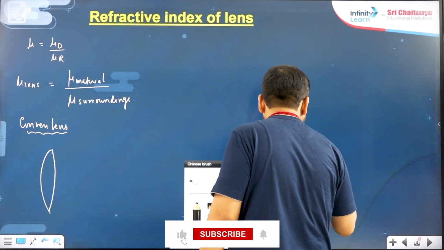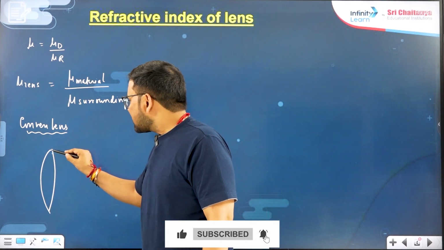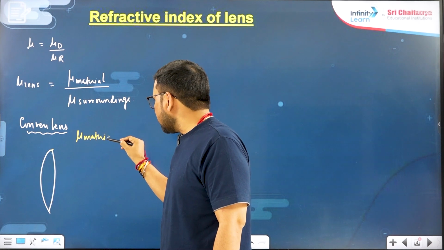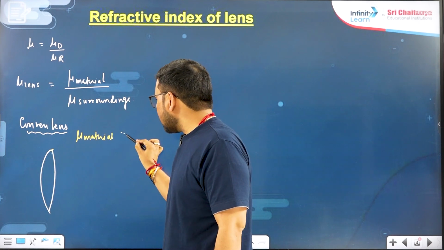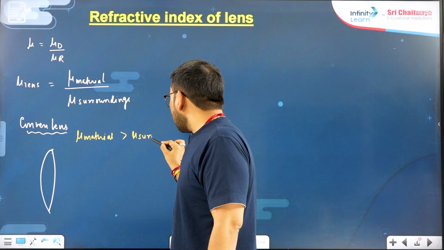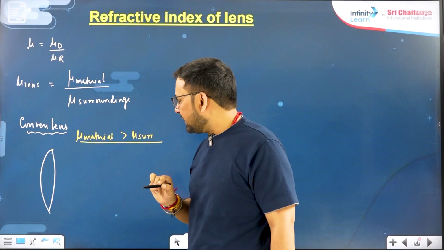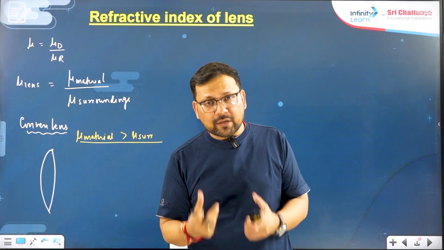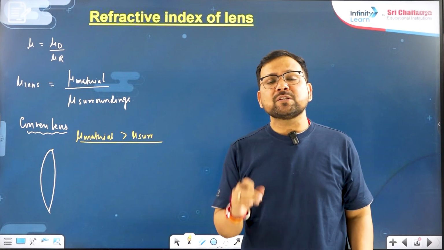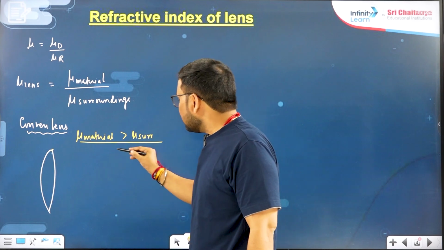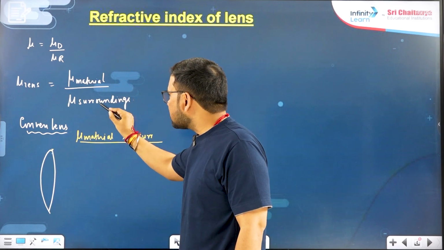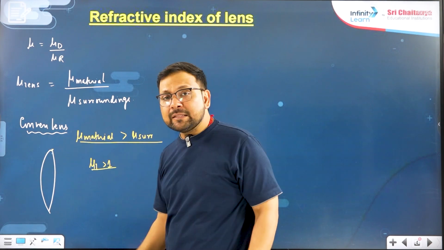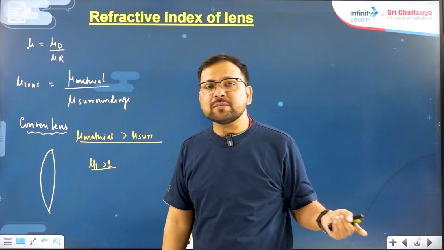In that convex lens, suppose I am saying that mu of the lens material is greater than mu of the surroundings. Surroundings could be air or any other medium, but the material, crown glass, flint glass, water, has a refractive index more than the surrounding refractive index. In that case, mu lens will be greater than 1, meaning the lens is denser as compared to the surroundings.